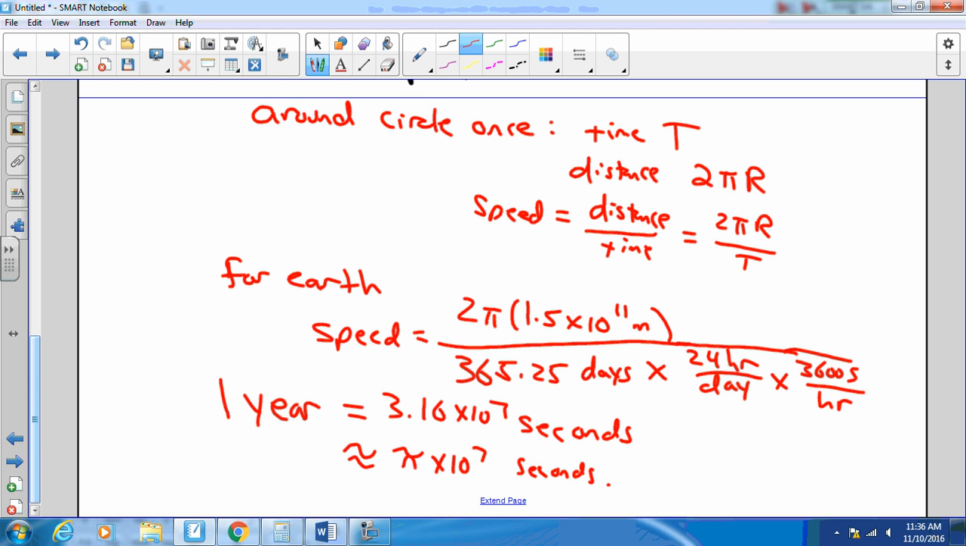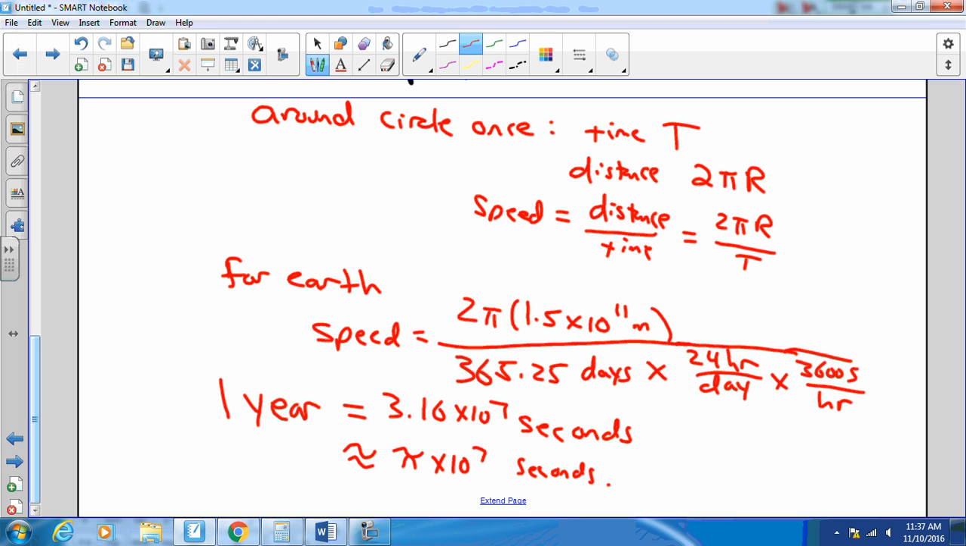For Mars, if we lived on Mars, it would be a different number, much larger. As you move out, we'll discover this later, but you can imagine that your year takes longer. It's off by 2 parts out of 300.